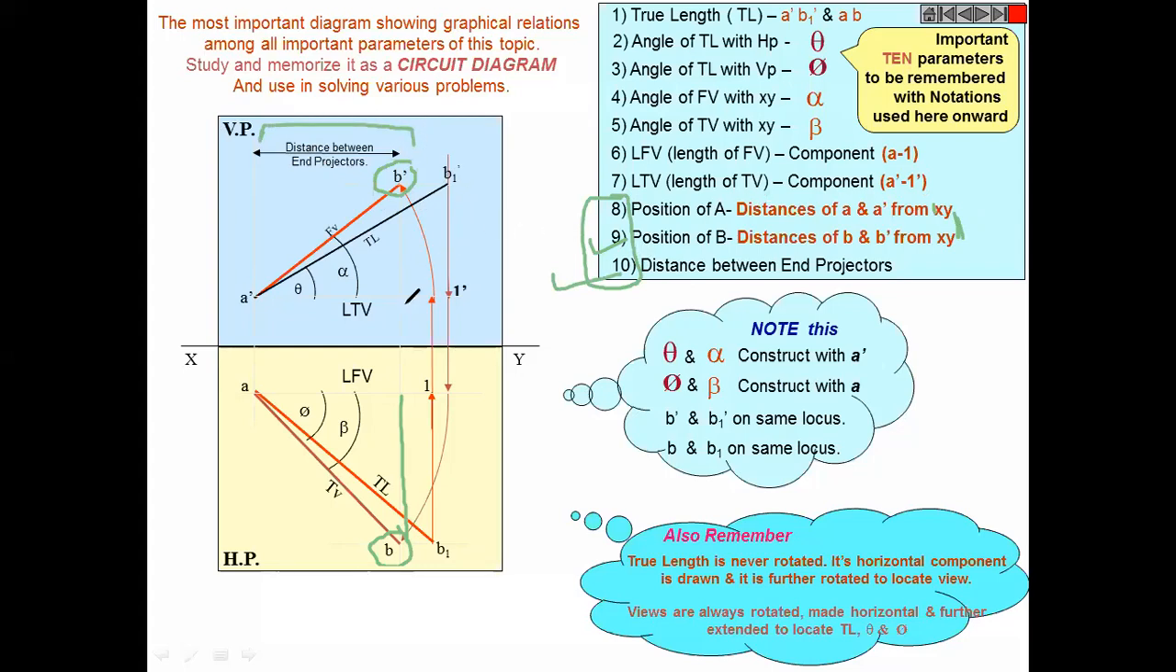Distance between end projectors means the linear distance between the two end points of the line, along the XY line. It should not be like this, this is wrong. It is this, this is correct. Got it? So we will have these additional 2 things.